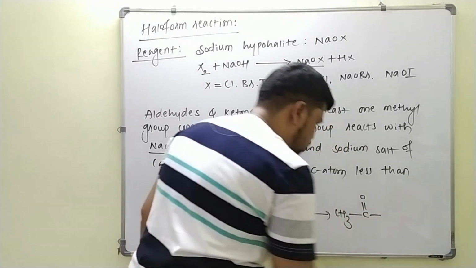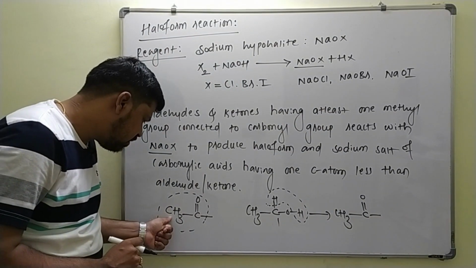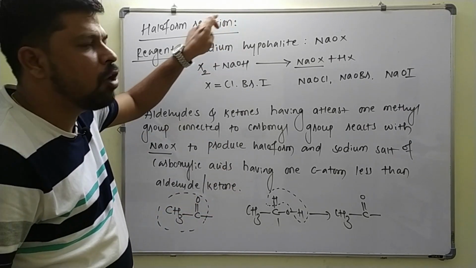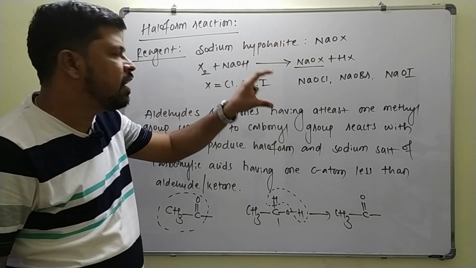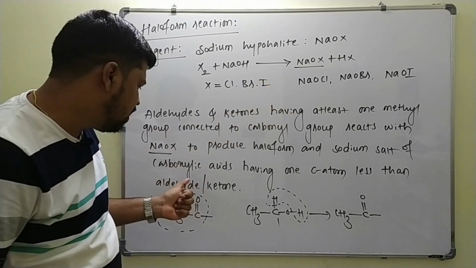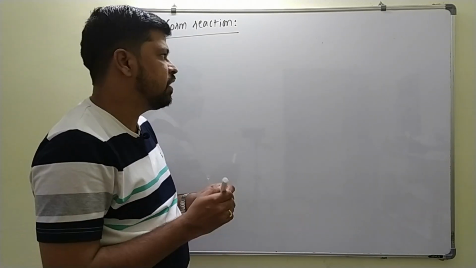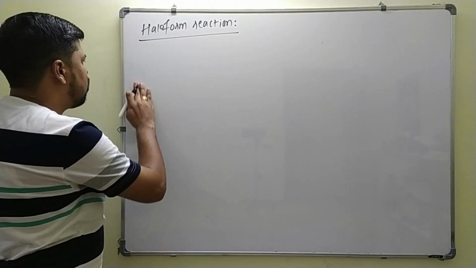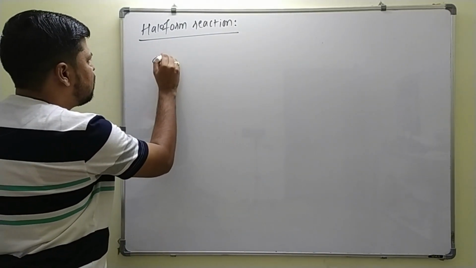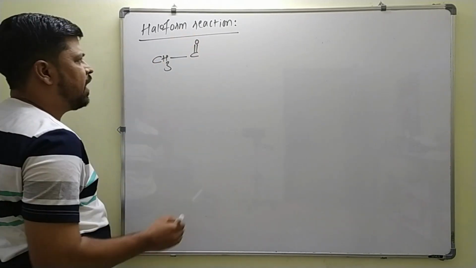like this. So always keep in mind, the aldehydes and ketones which are having a methyl group connected to the carbonyl group will undergo haloform reaction to produce the haloform and sodium salt of carboxylic acid having one carbon atom less than the original aldehyde or ketone. You will see the different possibilities now. Already we have discussed that only aldehydes and ketones having a methyl group connected to the carbonyl group will undergo haloform reaction. So now you tell me which of the following will undergo haloform reaction.